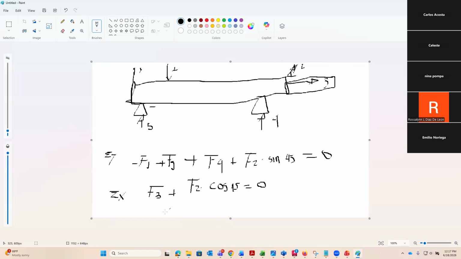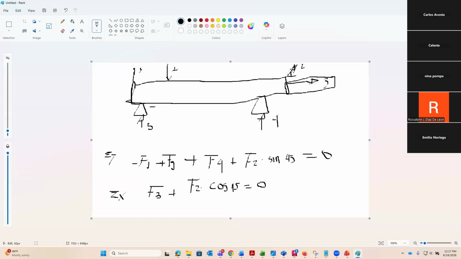So F3 in this case is equal to this. And as you can see, these two forces have to be the same for this to be static. In magnitude, they're the same. In direction, one is positive and one is negative.